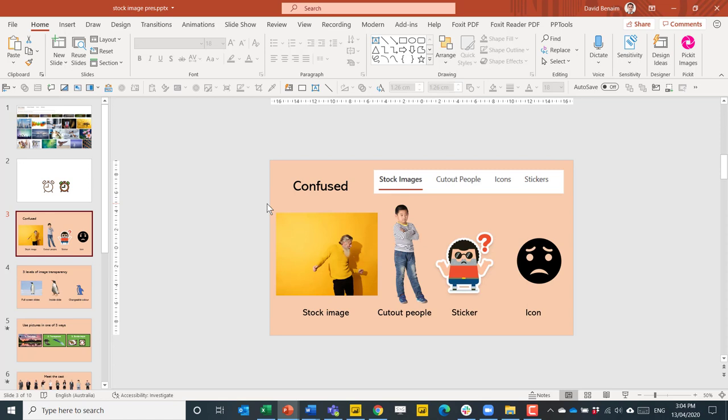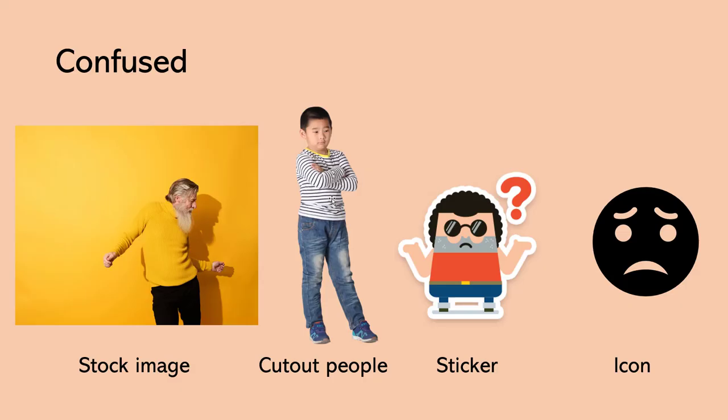Now, what are the four different things there? This is four ways to show the word confused, for example: with a stock image, with this thing called cutout people, a sticker, or an icon. Personally, I don't think any of them come close to the stock image and how cool that is. And in second place, by far, goes the icon, because I've been using icons so, so often.